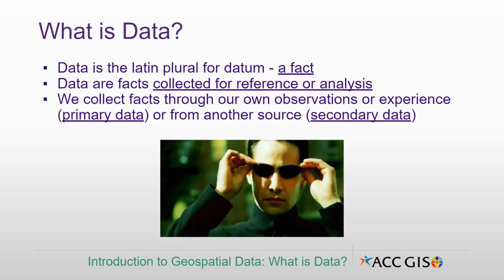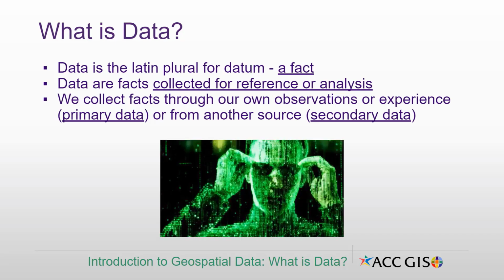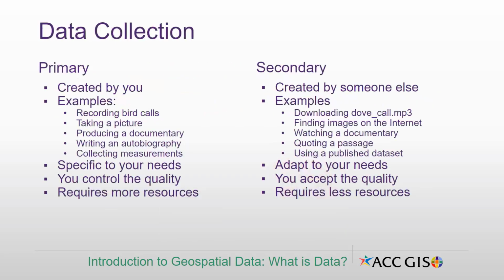Now we collect these facts through our own observations or experience, that's known as primary data, or from some other source. We refer to that as secondary data. Now primary data is data created by you, whereas secondary data is data created by someone else. So for example, if I go out to the field and record a bird call, I'm creating primary data. But if I go to the internet and I download an audio file of a dove call, that is secondary data that somebody else has collected and I'm using.